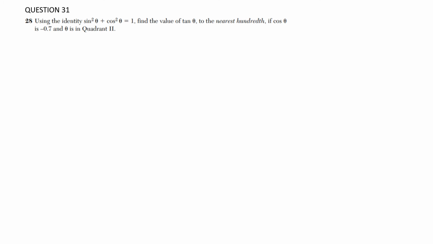So in this question, we want to use this very popular trig identity, sine squared theta plus cosine squared theta equals 1, to find the value of tan theta to the nearest hundredth if cosine theta is negative 0.7 and theta is in quadrant 2. So we saw this already before.